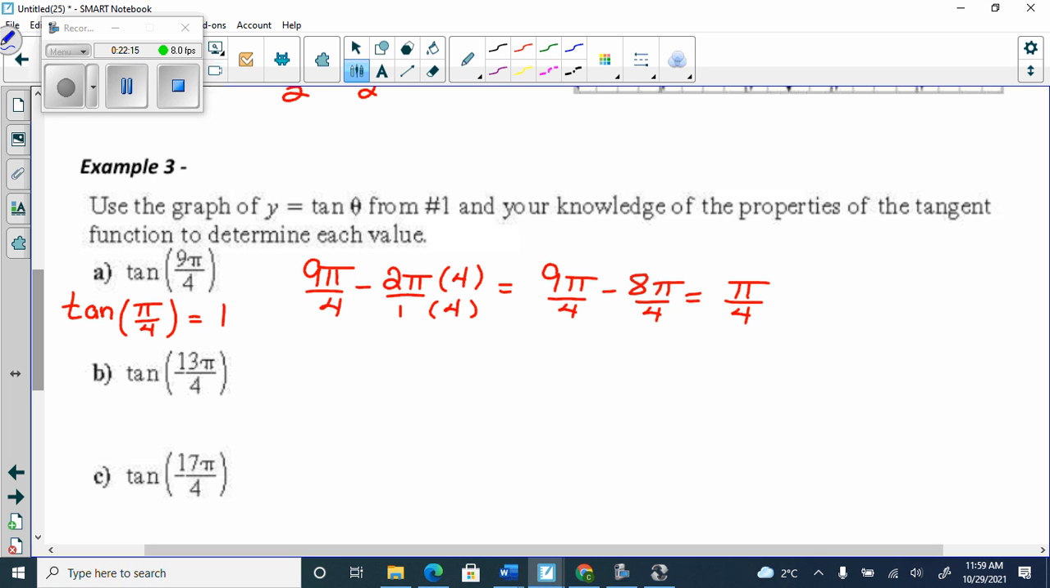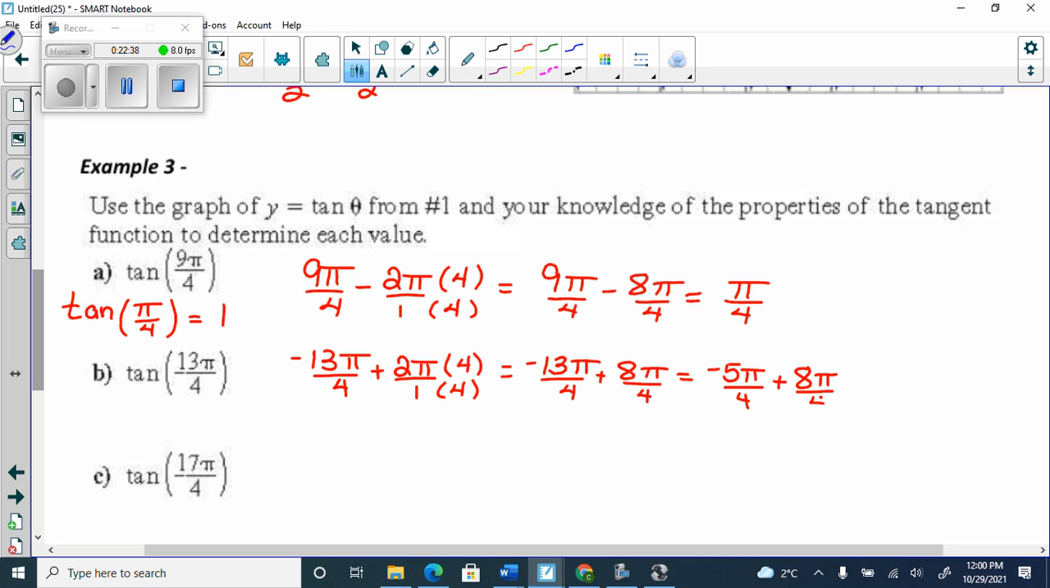Now we have negative 13 pi over 4. We're going to add 2 pi, which is like adding 8 pi over 4. So we get negative 13 pi over 4 plus 8 pi over 4, which results in negative 5 pi over 4. I have to add another 8 pi over 4, because that's 2 pi, and I get 3 pi over 4. Could you convert to degrees and then add 360, add 360? If you really want to, you could do that too. There are so many different ways you could go about this.